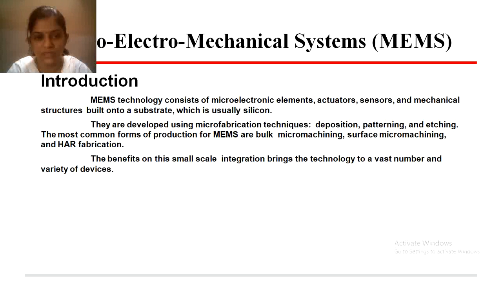Most of the common forms of MEMS are nothing but bulk micro machining or surface micro machining. Then what is the benefit of this MEMS or small scale integration? A huge number of devices we can build on a single chip. That is the main important benefit of MEMS. So MEMS stands for micro electromechanical system, which consists of actuators, sensors and mechanical structures built on a single substrate.